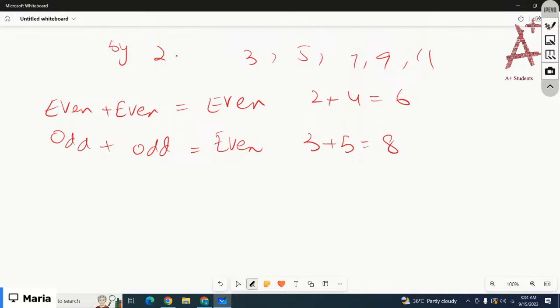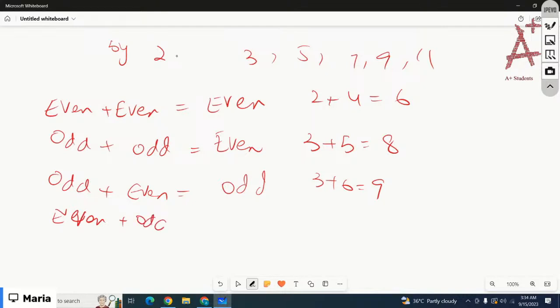Then you are adding an odd and an even number. Answer must be odd in this case. For example, you have added 3 plus 6. So 6 plus 3 is 9 and 9 is an odd number, right? Then if you are adding an even and an odd number, the answer must be odd.